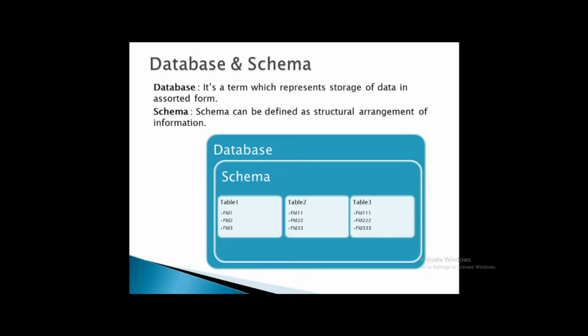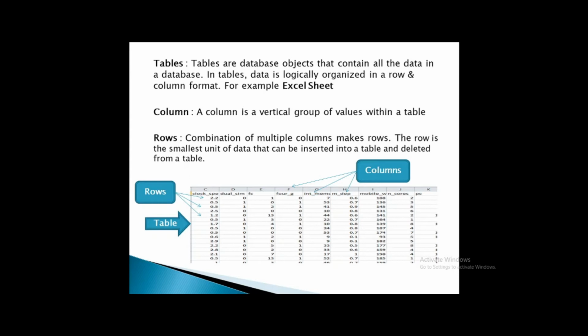All right. Next thing about any database is the table. If you want to store data in a database, then normally it is stored in the form of a table. So what is a table? A table is a database object that contains data in a combination of rows and columns. With the help of this combination of rows and columns, it creates a kind of logical representation of the data, right?